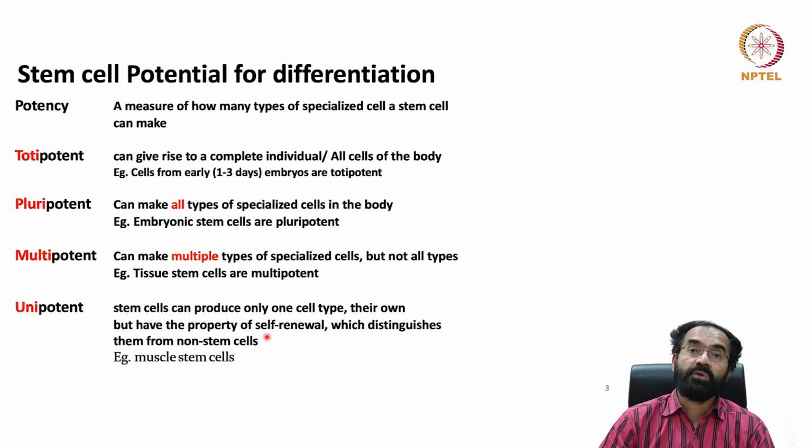Unipotent stem cells produce one type of cell, and are capable of renewing themselves and also differentiating. For example, the muscle stem cell. If there is a tiny damage to the muscle, stem cells come into the picture and give rise to only muscle, not neurons or some other cell type.